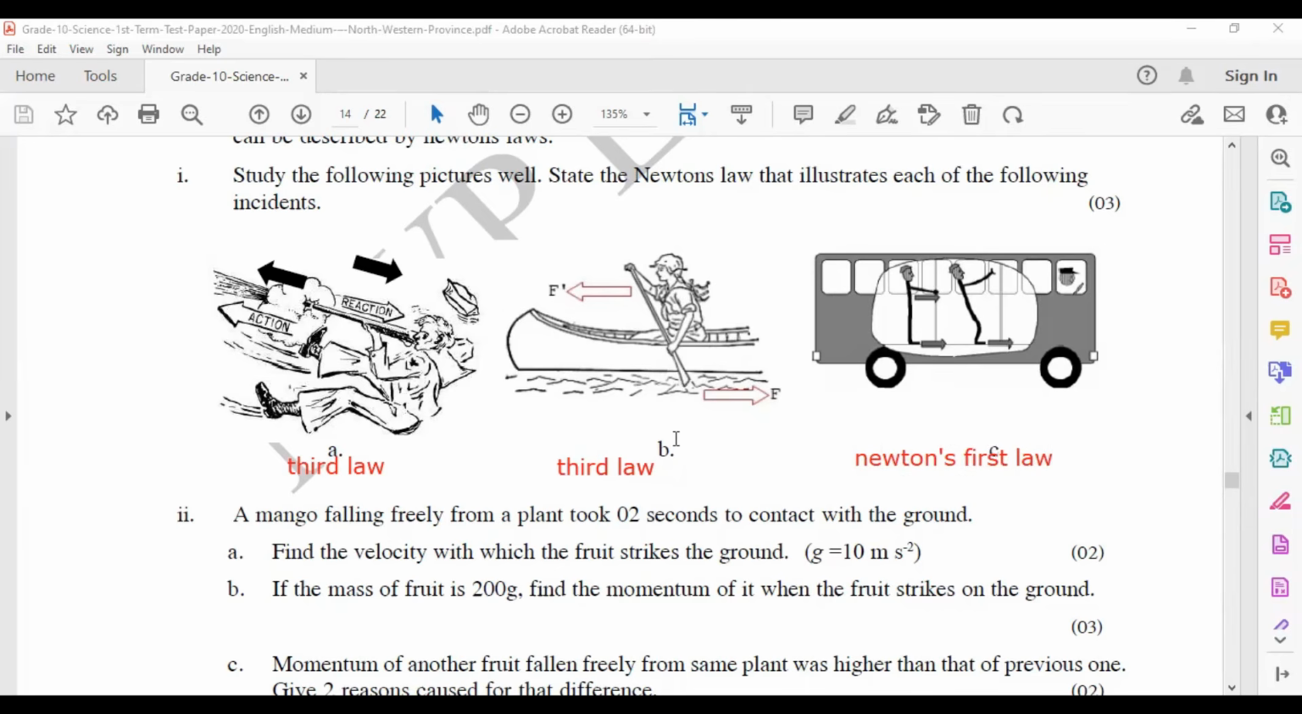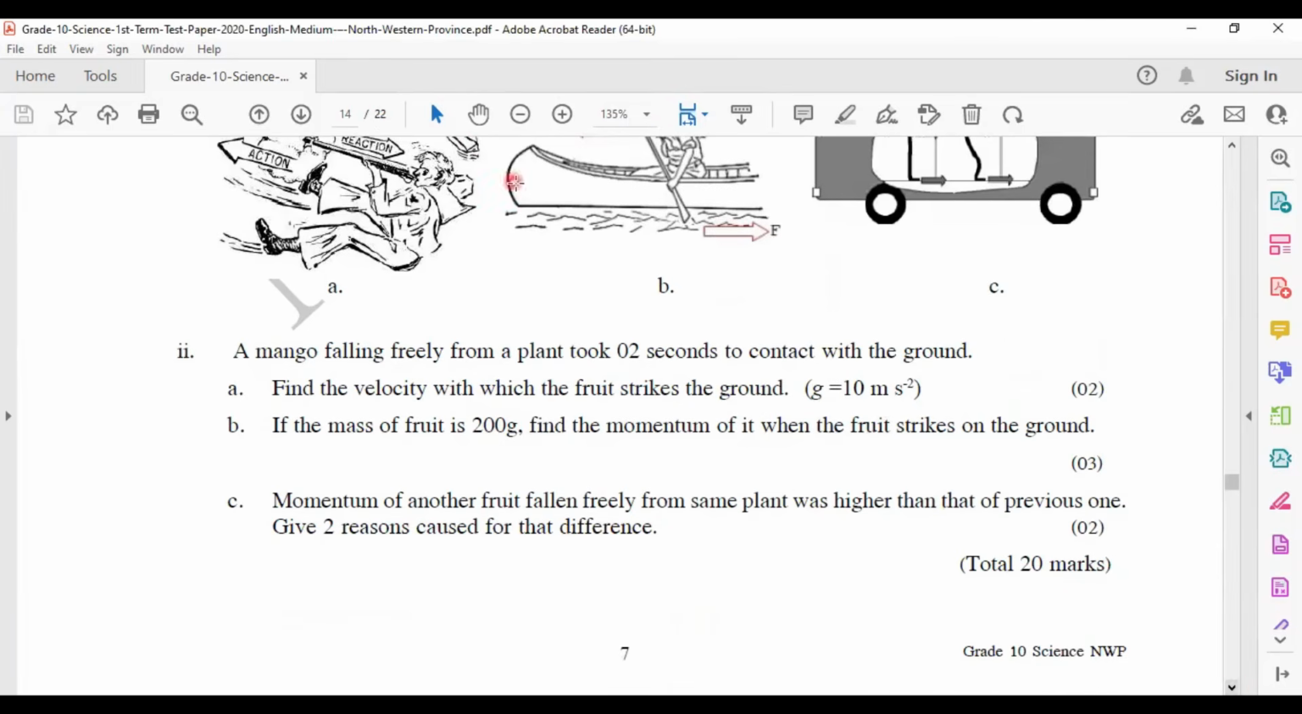A mango falling freely from a plant took 2 seconds to contact the ground. Find the velocity with which the fruit strikes the ground. The velocity can be found by using the equation for acceleration. Acceleration equals final velocity subtract initial velocity, divided by the time.